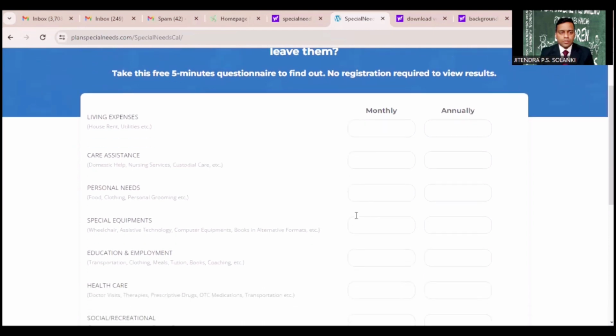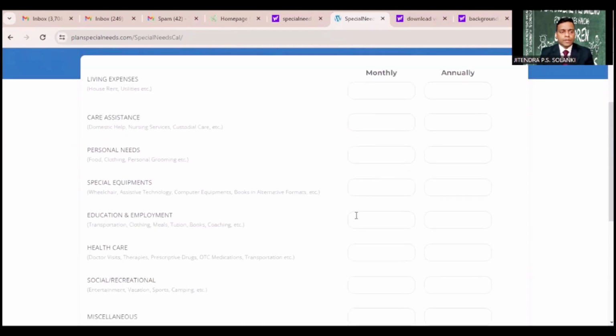Now this is where the real figures are going to come, and this is all about expenses. What we have done is we have broken expenses into different heads. First is the living expenses, house rent, utilities. Now most of the time the child is living with you, so you do not estimate it separately, but it's important that you do it separately because post your lifetime these expenses will come in. So I'll put say 5,000. The calculator will estimate the annual expense automatically.